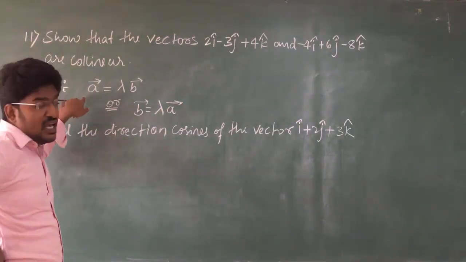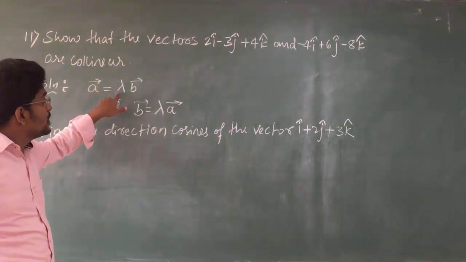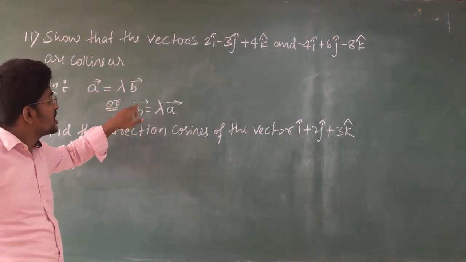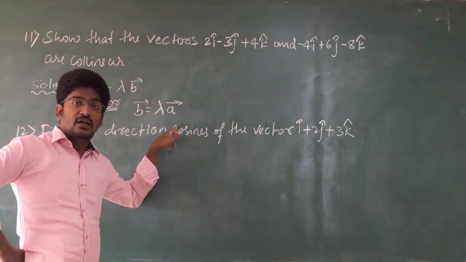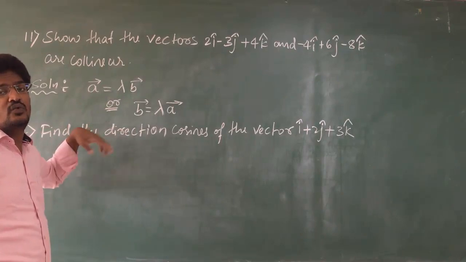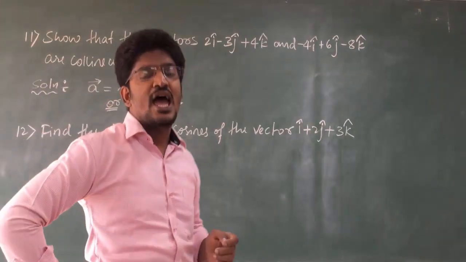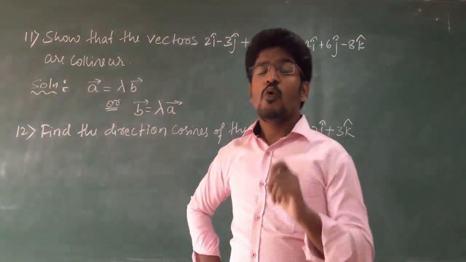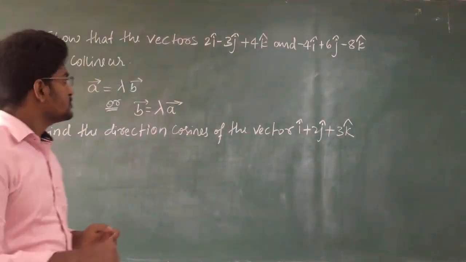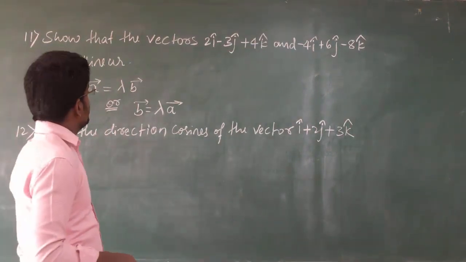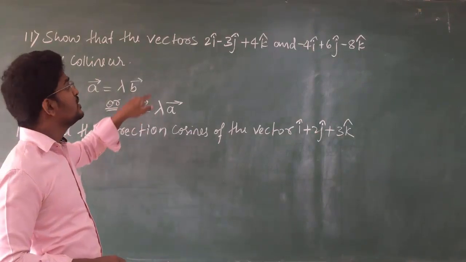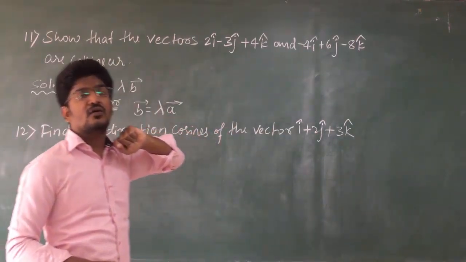Either A can be written as a scalar multiple of vector B, or vector B can be written as a scalar multiple of vector A. If you can write one of these, we can tell that vector A and vector B are collinear vectors to each other. Clear? So that's why we can use these two terms to say that vector A and vector B are collinear.